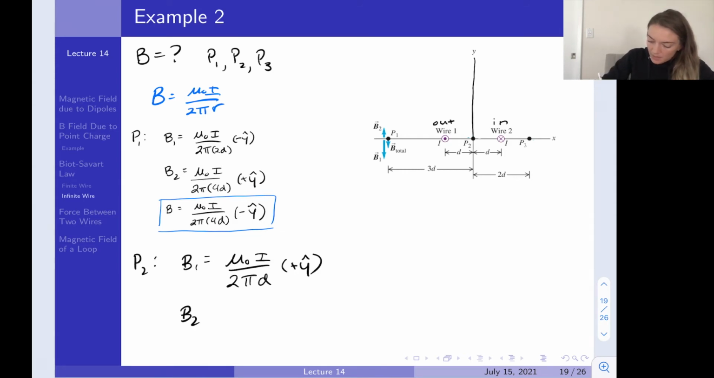Now for B2, we have mu naught I over 2 pi. Again, the distance is d, so we just have d there.